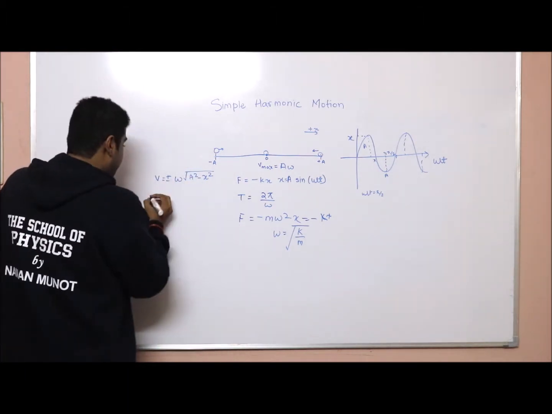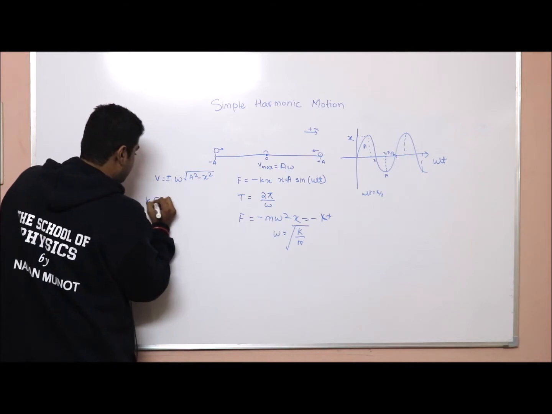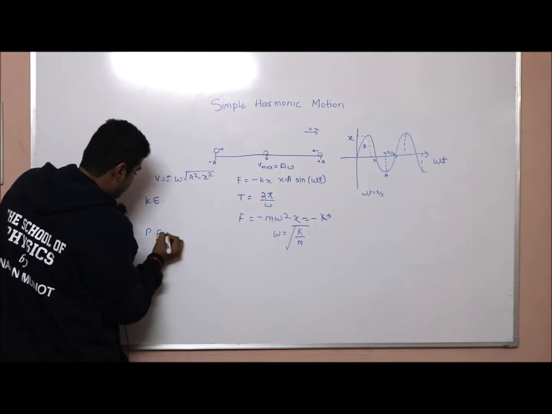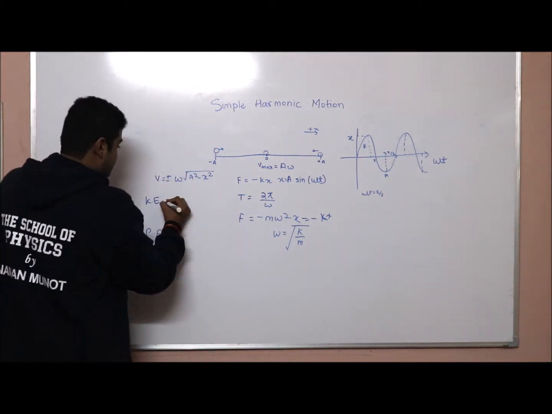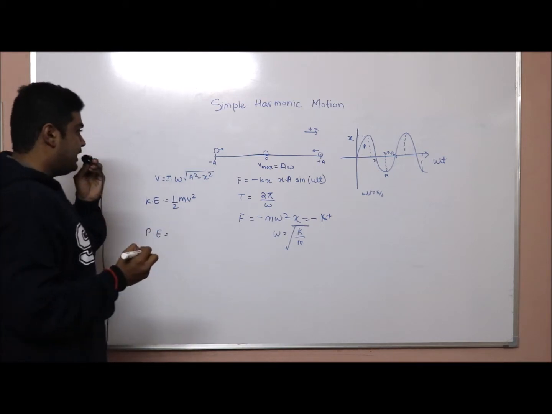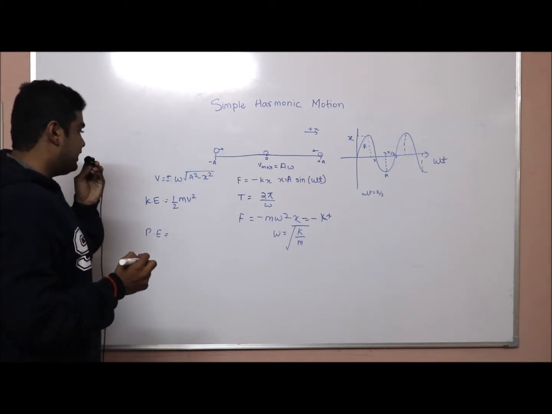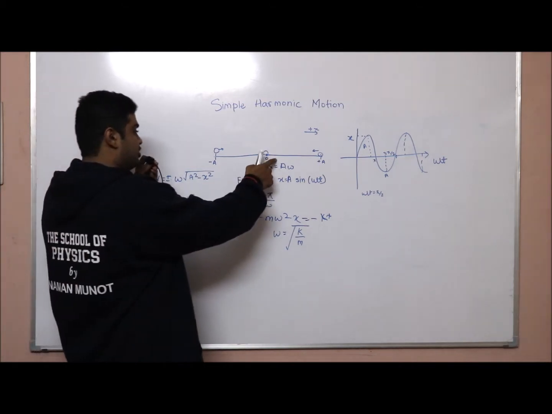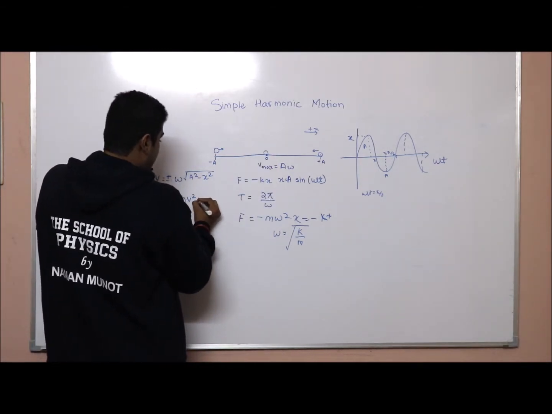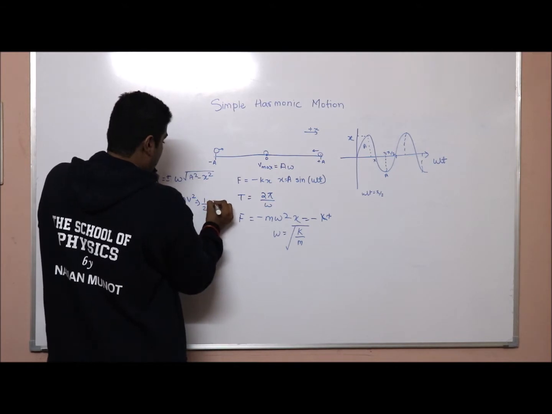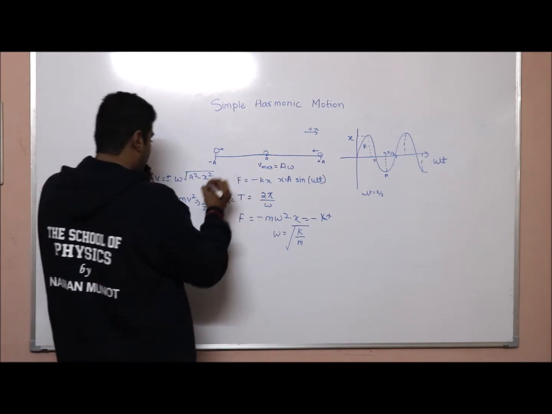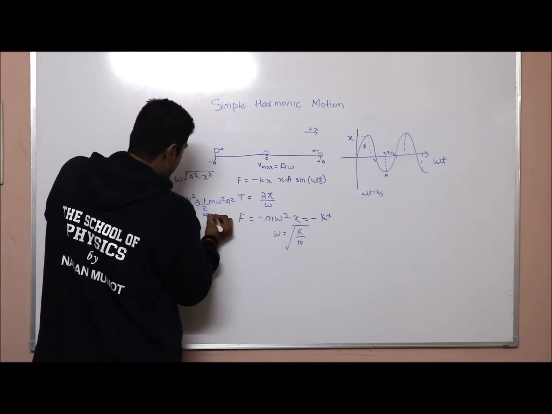Now, plotting the kinetic energy and the potential energy. Kinetic energy is equal to half m v square. Where do you think the kinetic energy will be maximum? At this point. So maximum kinetic energy will be half m omega square a square. This will be the maximum kinetic energy.